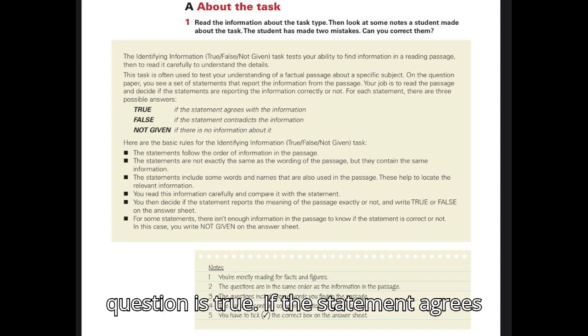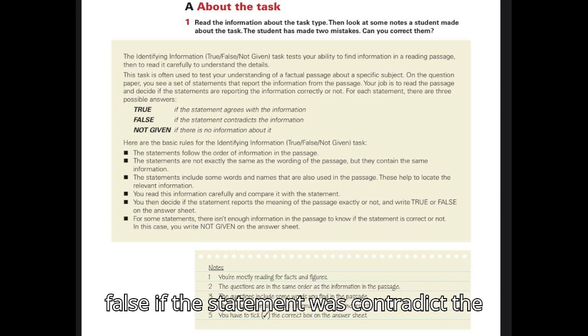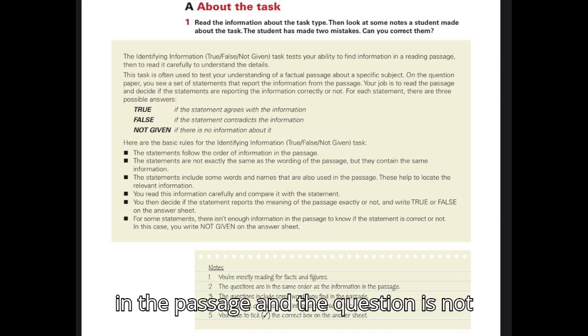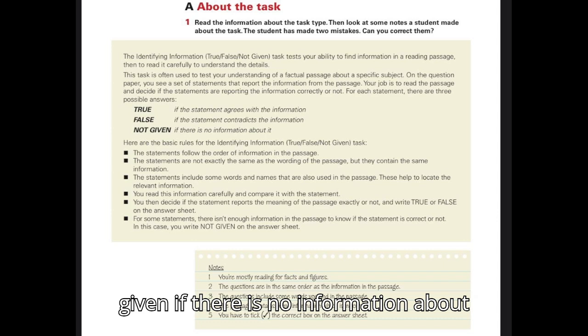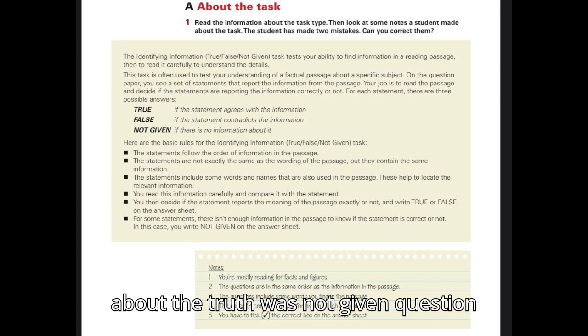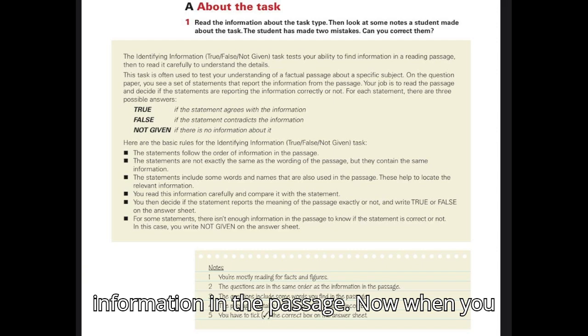They say a question is true if the statement agrees with the information. A statement is false if it contradicts the information. Information where? Information in the passage. And the question is not given if there is no information about it. These are things you need to know about the true false not given question. Number one, the statements follow the order of information in the passage.